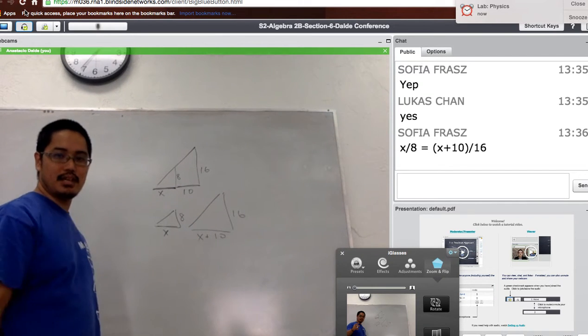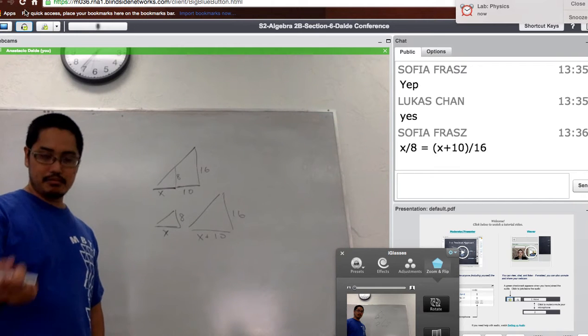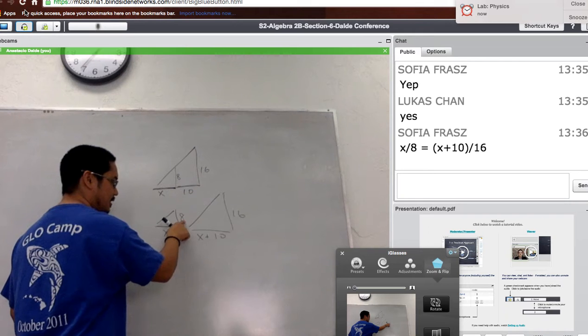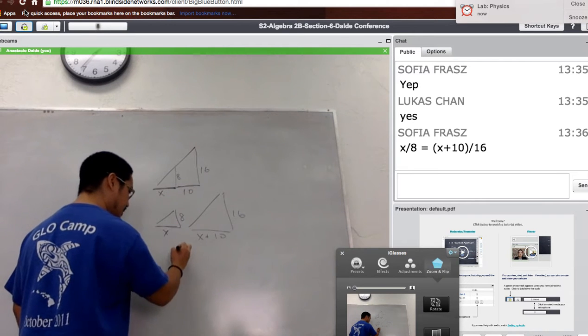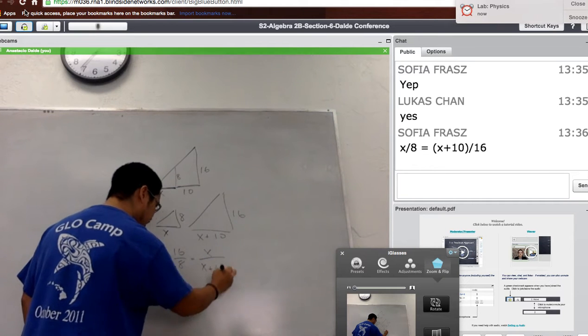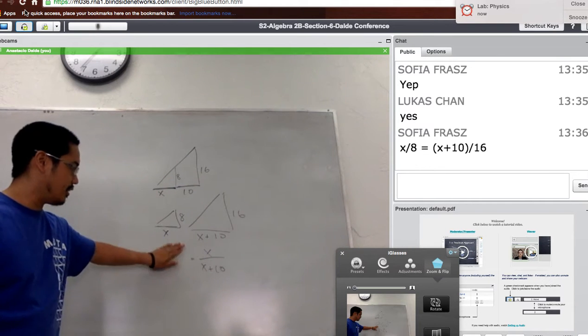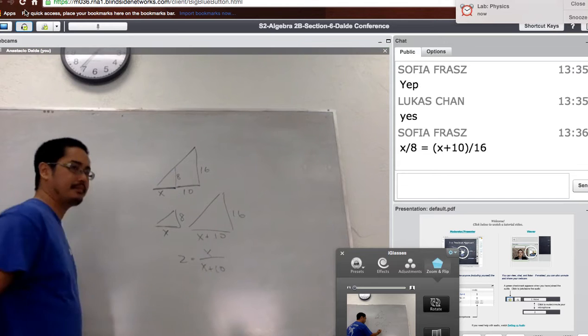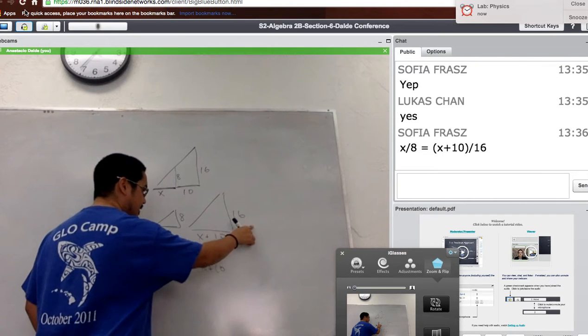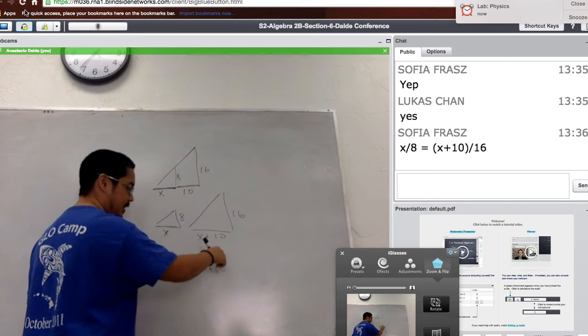So Sophia is saying, what you do is you take ratios. That's absolutely right, Sophia. I could say, this divided by that is this divided by that. 16 over 8 is x over x plus 10. Therefore, 16 over 8 is 2. I could have done 8 divided by 16 is x divided by x plus 10.